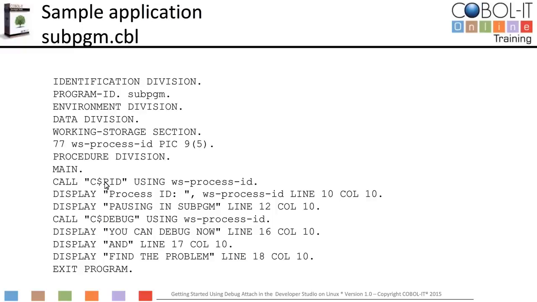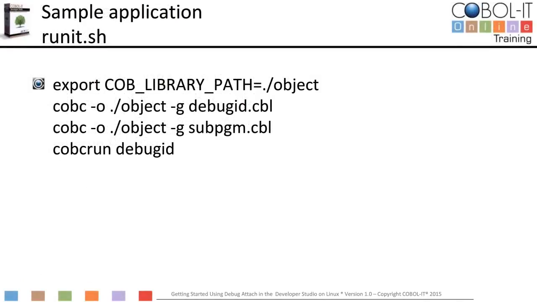Now, let's take a look at our shell script. In our shell script, we compile the two source files. The programs are compiled with the -G compiler flag. This adds debugging information to the compiled objects. We are using the -O compiler flag to generate our compiled objects in a subdirectory called object. As a result, we require that the cob_library_path environment variable be set. The script launches Debug ID, which calls subpgm. As we have seen, subpgm will pause when it calls the $debug library routine.